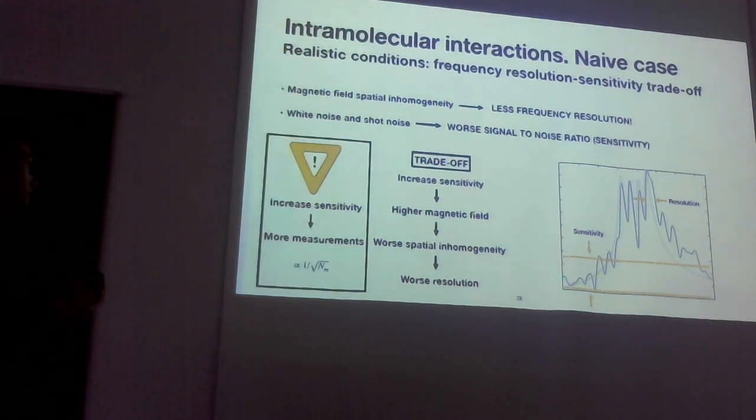Now, as a comment, you can also increase sensitivity by increasing the number of measurements in your experiment, but it's much more interesting to increase the magnetic field because the sensitivity increases linearly with the magnetic field, while if you increase the number of measurements, it increases as 1 over the square root of the number of measurements.